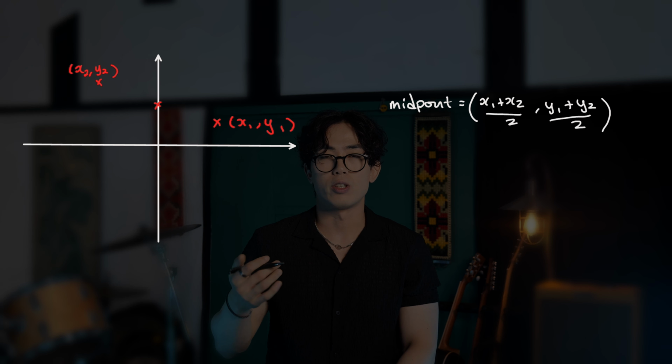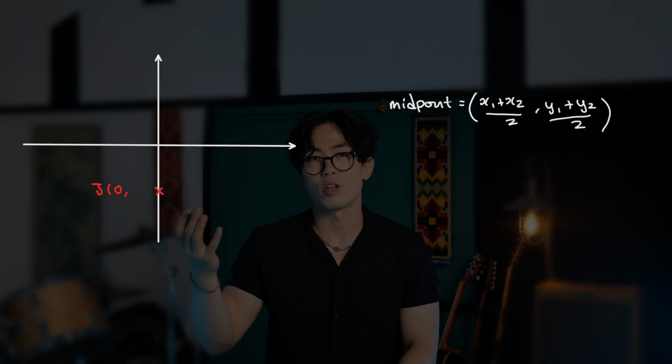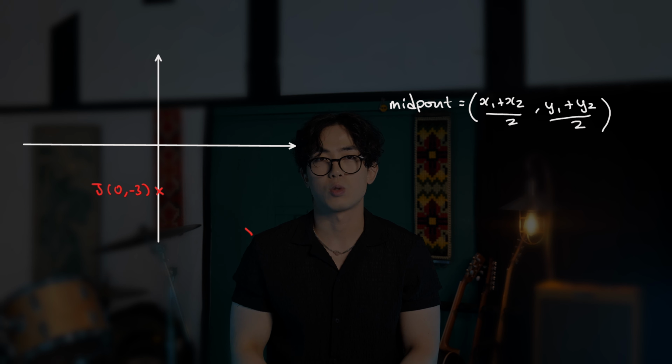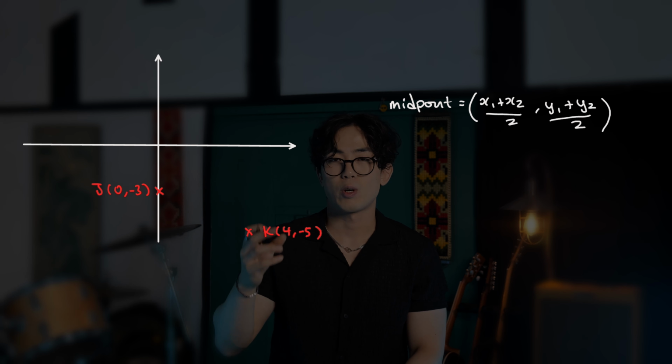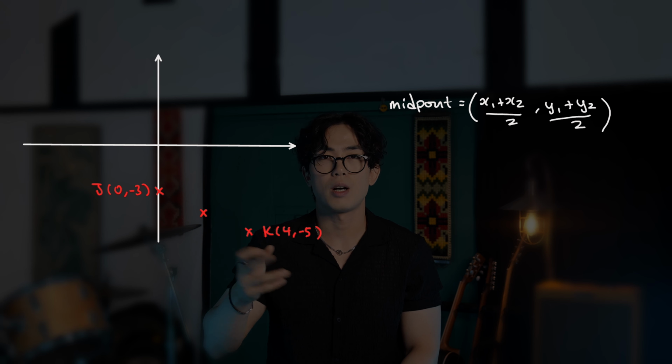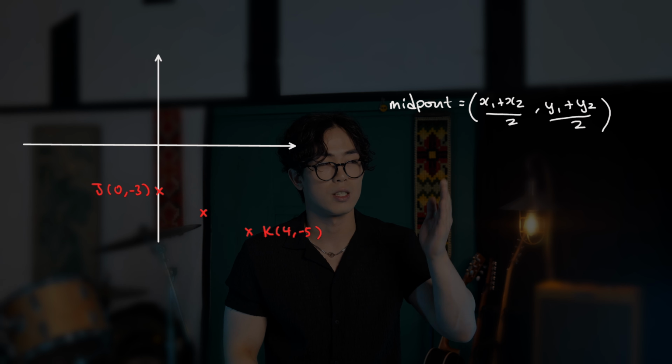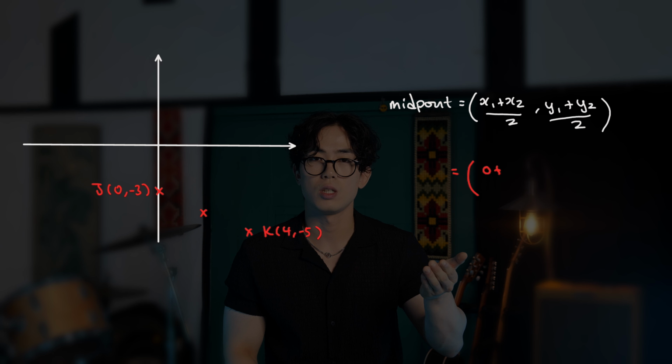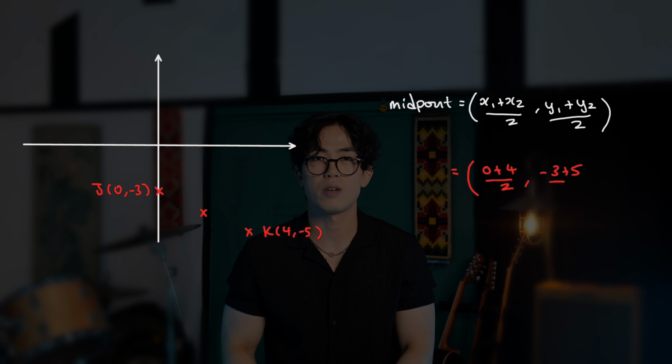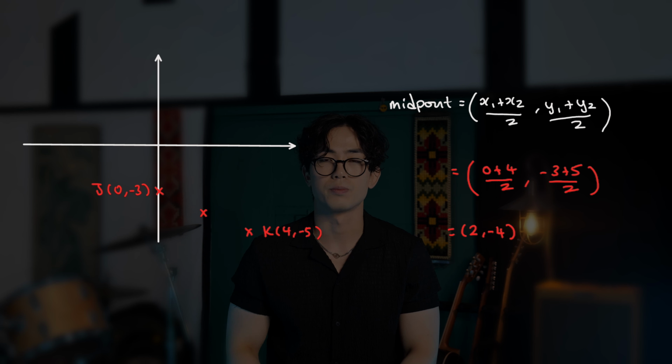So if I say I have a point J, which has coordinates 0, minus 3, and K, which has coordinates 4, minus 5. If I want to find the midpoint of those 2 points, well, I just simply sum them up. So it'll be 0 plus 4 over 2, comma, minus 3 plus 5 over 2, giving me 2, minus 4. Very, very simple.